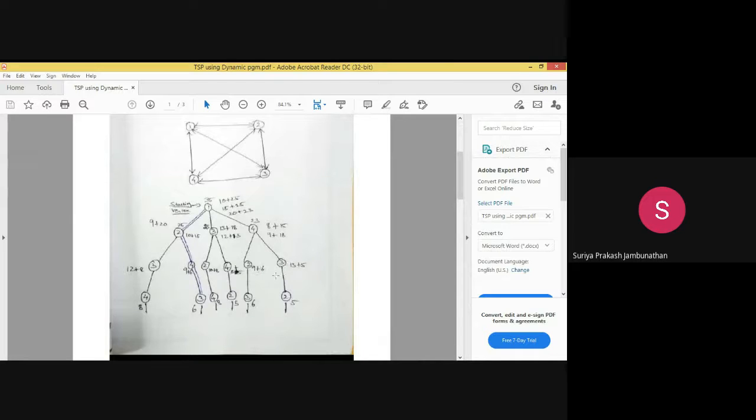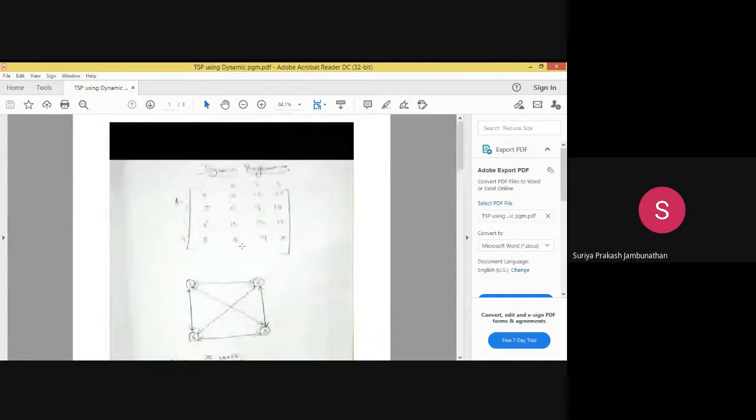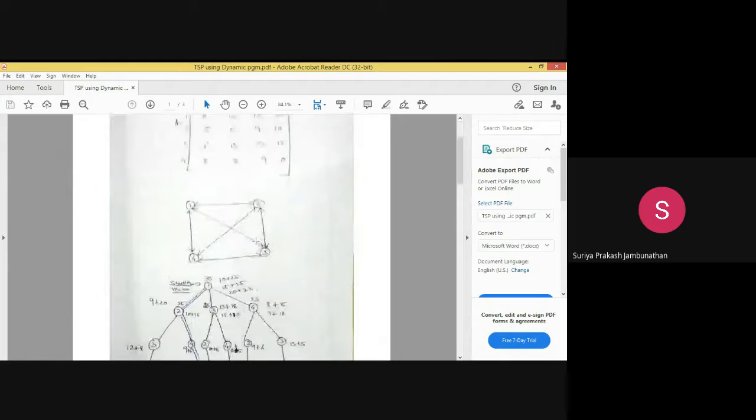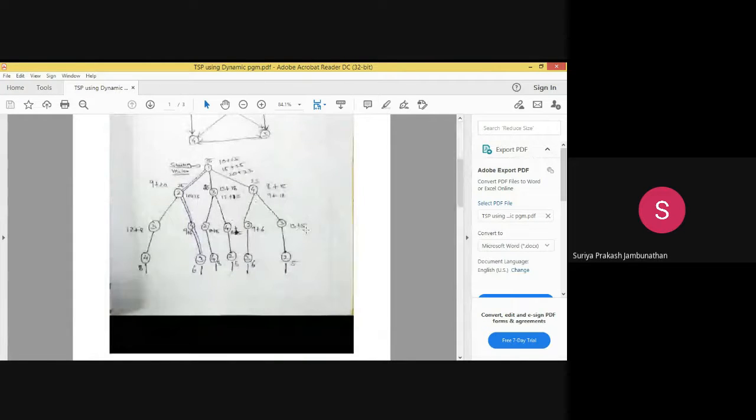Then 3 to 2, what is the value? 3 to 2 the value is 13. 13 plus 5 we are doing here. Okay, so this is the middle layer where we identified the values. Above the leaf nodes, whatever values we have, we identified those values.